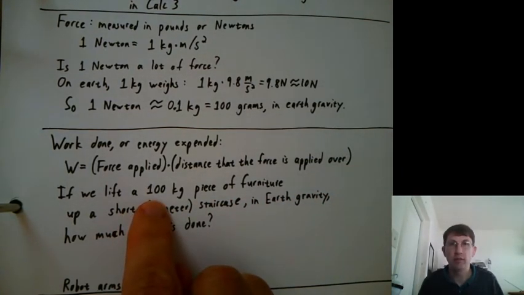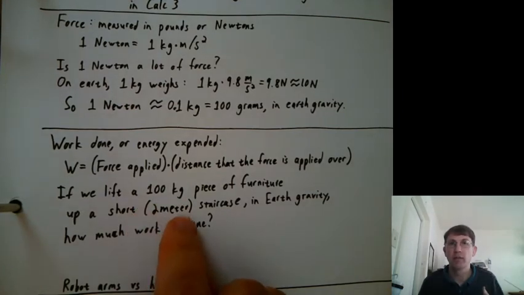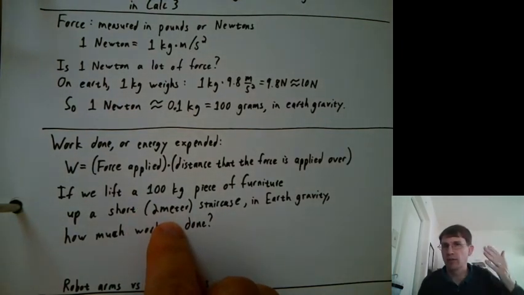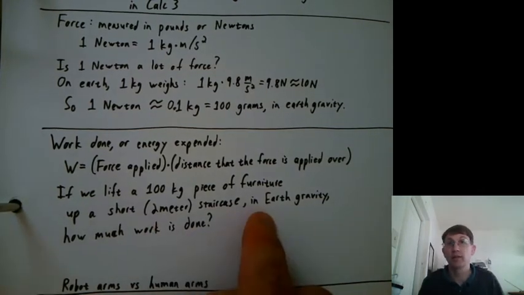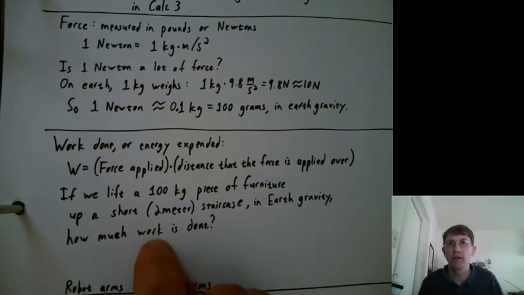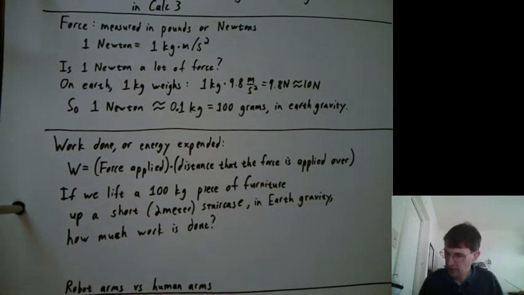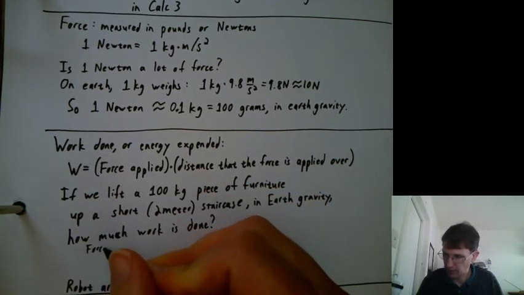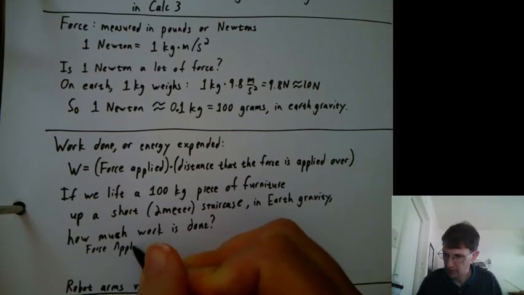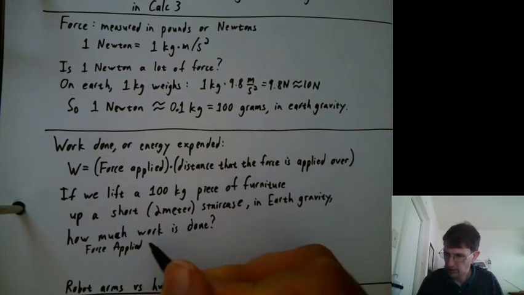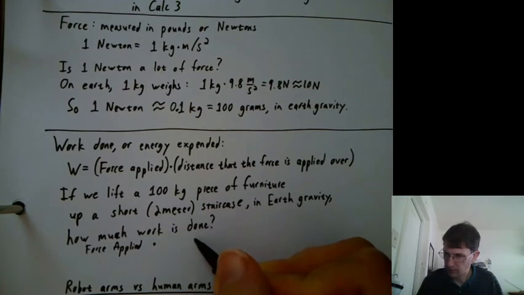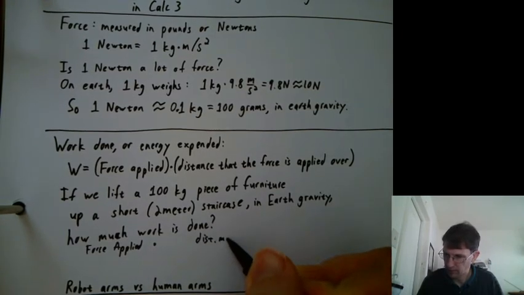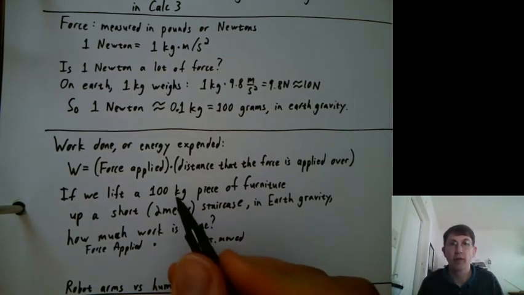Let's say you have a really heavy piece of furniture and you're moving it up a staircase. Most staircases are somewhat more than 2 meters, but let's say it's just like a basement staircase or something, and it's on Earth. How much work is done just using this formula? So we'd say the force applied is what, 100? So times the distance moved. Is the force applied 100 kilograms? No, kilograms is a mass.